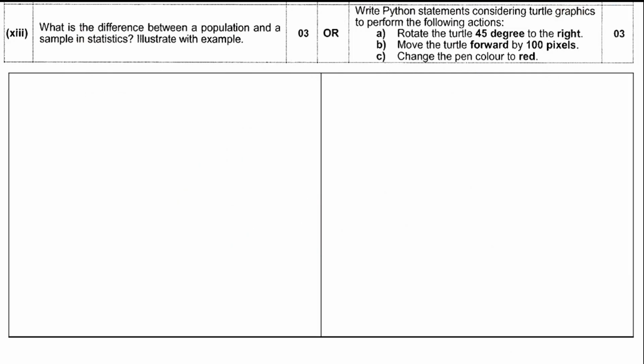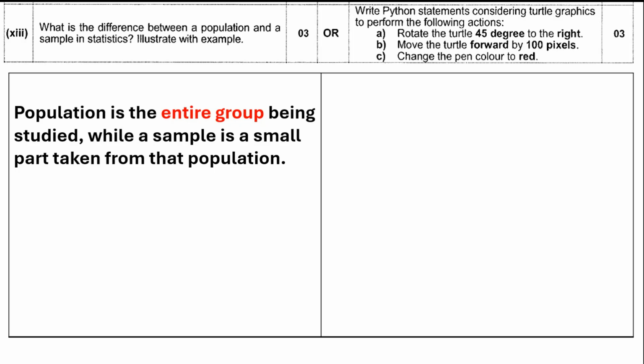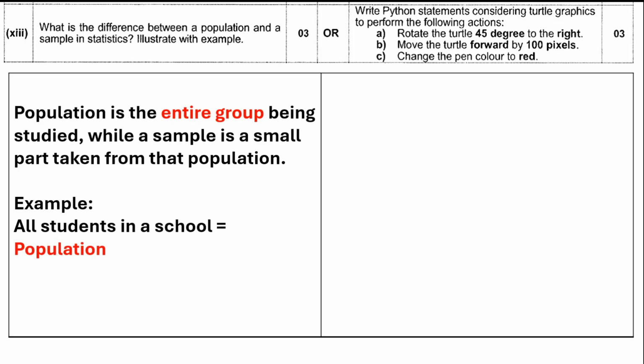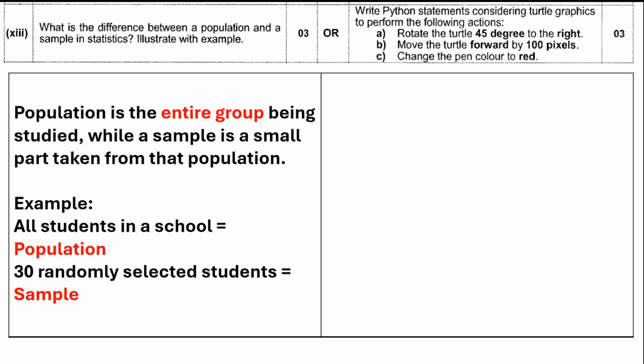Next question is, what is the difference between a population and a sample in statistics? Illustrate with an example. Population is the entire group being studied, while a sample is a small part taken from that population. Population is the entire group, while a sample is only a few data points you are taking from that population. Example, all students in a school is an example of a population. 30 randomly selected students is an example of a sample.